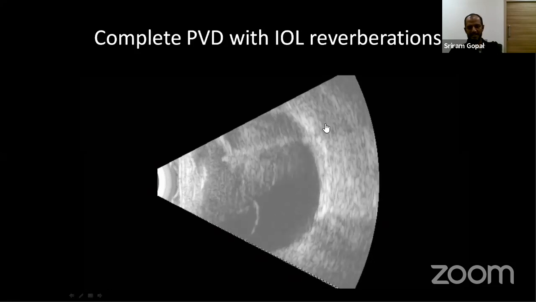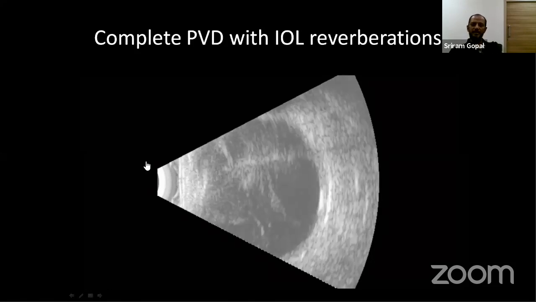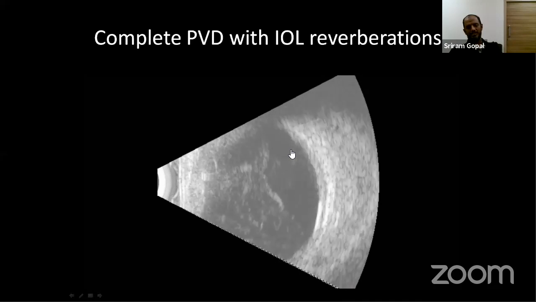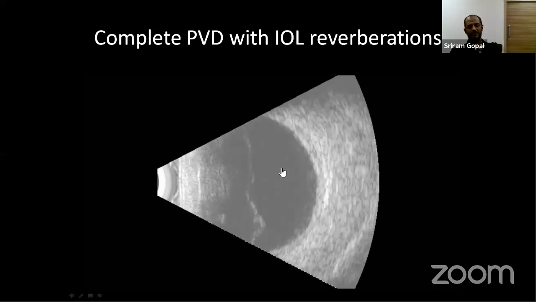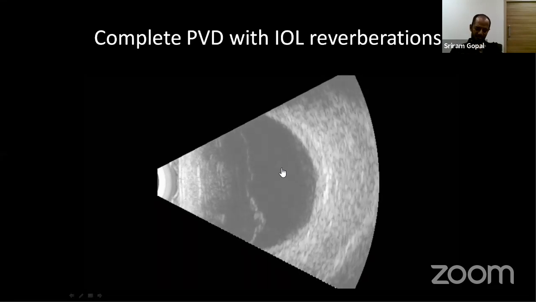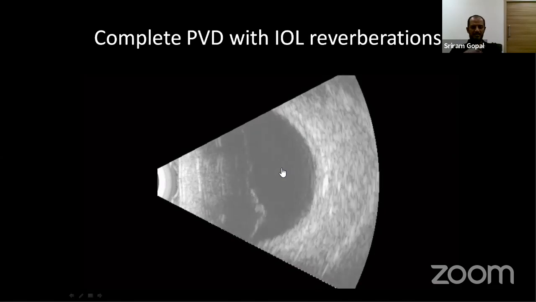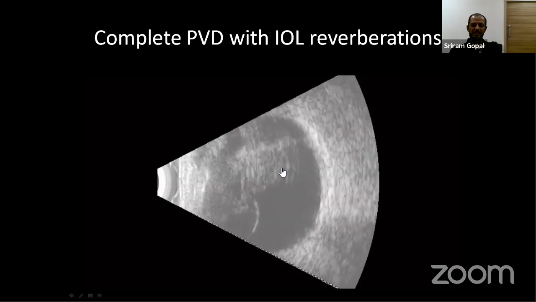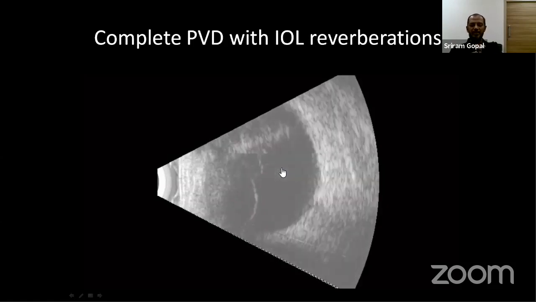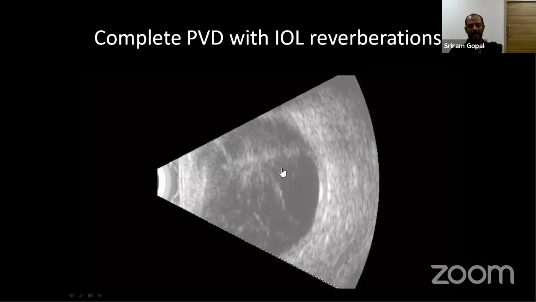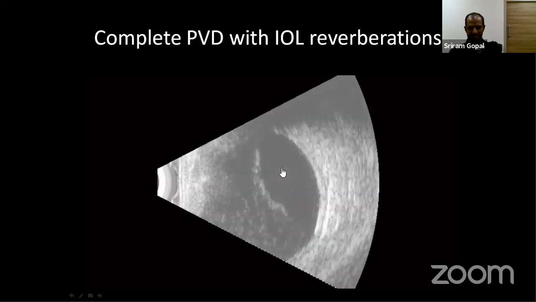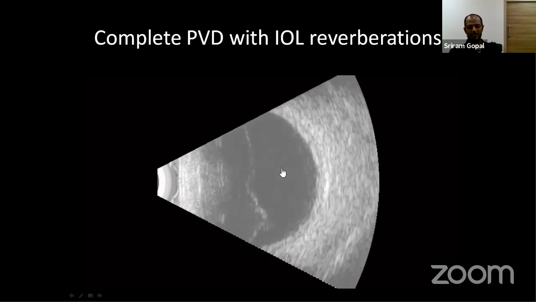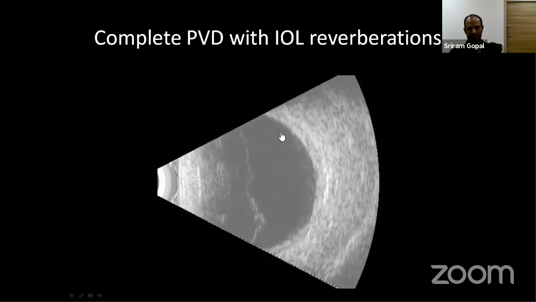And second, these echoes are caused by the reverberations from the intraocular lens. Intraocular lens has got two parallel surfaces, and when sound hits the anterior surface, there's a reflection. It goes, hits the posterior surface, there's a sound reflection. This sound is not totally transmitted back through the anterior surface. Some of it is reflected back, goes, hits the posterior surface, again comes back, again goes back. So because of this, it causes an IOL reverberation.